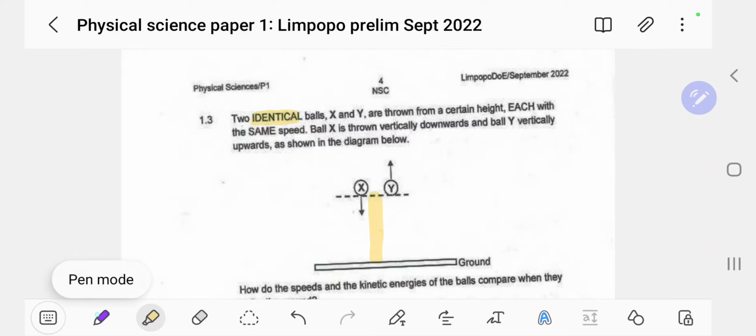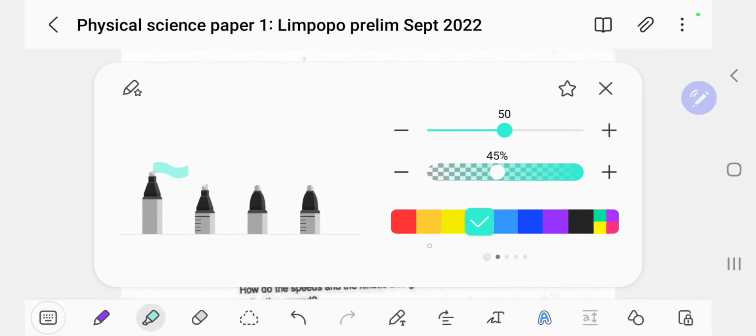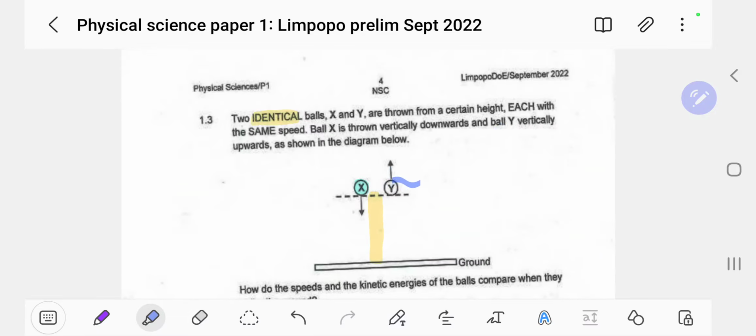Okay, so we can see there that we have our ball X and we have our ball Y. Not a problem. Each with the same speed. Now that is the most important also, that the speed is the same. Meaning this one is thrown straight down with the same speed as this one thrown upward. So ball X is thrown vertically downwards and ball Y vertically upwards as shown in the diagram.